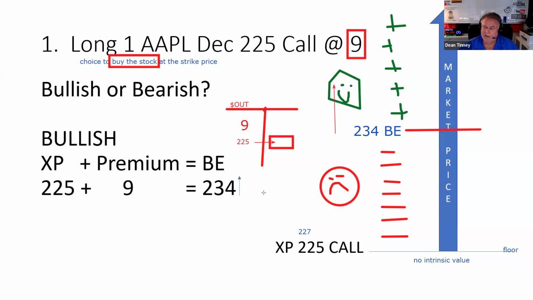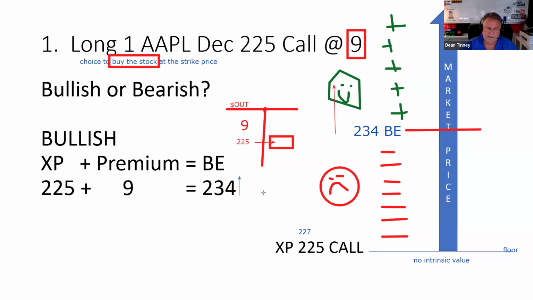P.S. If you buy 100 shares of Apple for $22,700, your potential loss is $22,700. The floor is zero. You can lose a lot more money. Here, the floor is 225. The worst case is you lose your $900. So it's very easy to qualify somebody who wants to trade options.